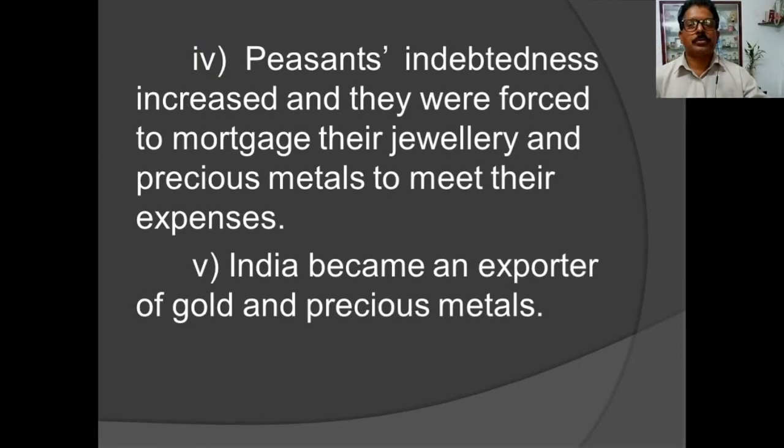So the next point is peasants' indebtedness increased and they were forced to mortgage their jewelry and precious metals to meet their expenses. Peasants' indebtedness means farmers fell into deeper debt. As a result, they were forced to mortgage. Mortgage means keep your jewelry, precious metals in the bank or with the money lenders and get money. And they were also forced to use up whatever savings they had to meet their expenses. And as a result, you find one way it was an advantage for the world because India became an exporter of gold and precious metals to other parts of the world.